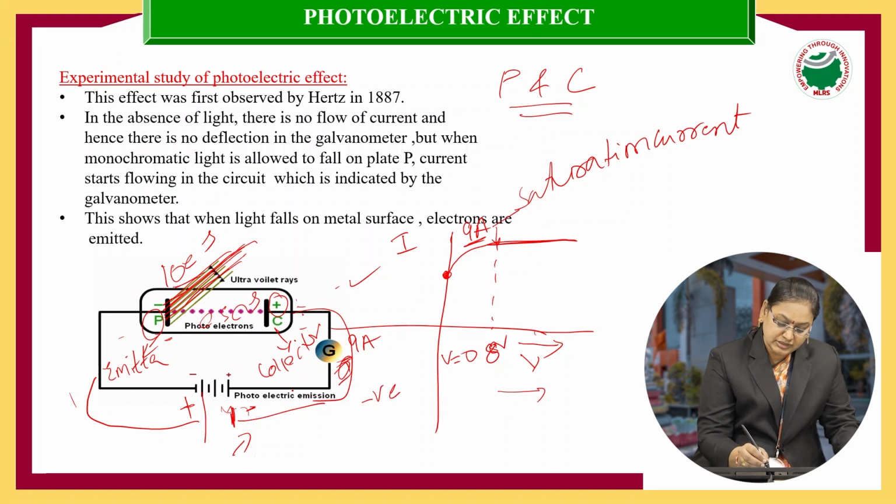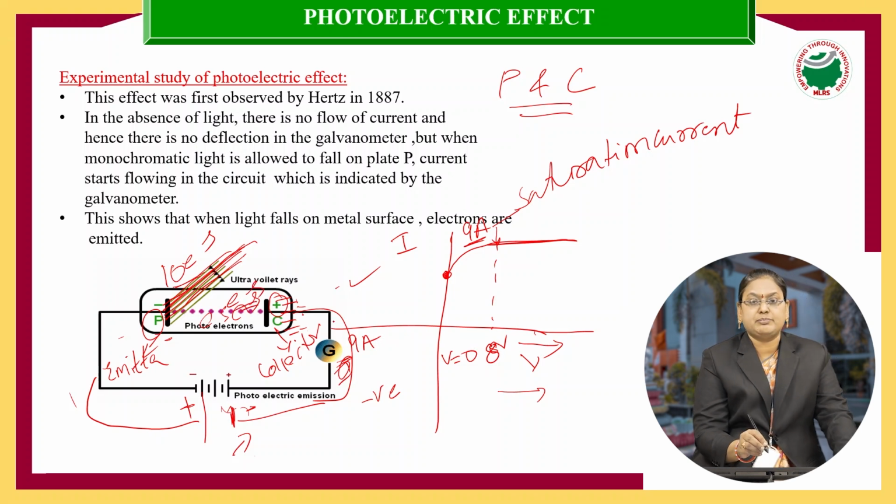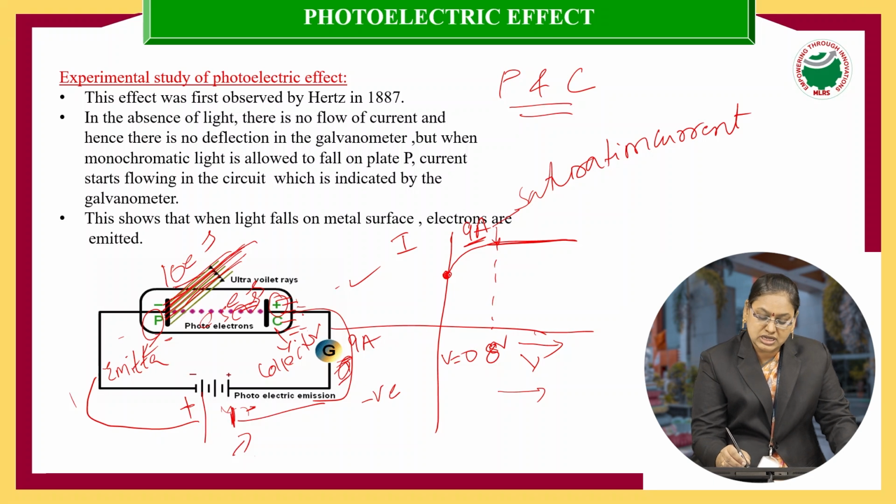Okay, so here negative charge is accumulated on plate C, and electrons are also negatively charged. So when negative voltage is given to plate C, repulsion takes place and the electrons go back. They move in the backward direction. So due to this, what happens? As negative voltage is increasing, current slowly decreases, and at one point current becomes 0.